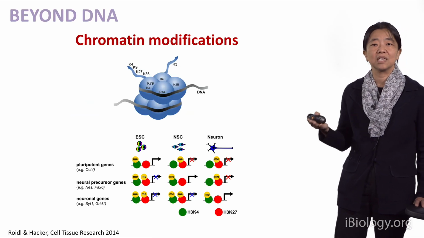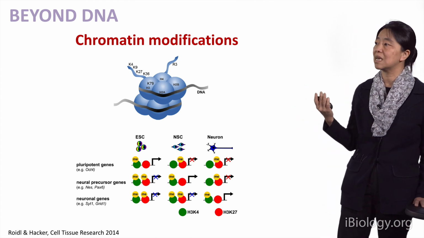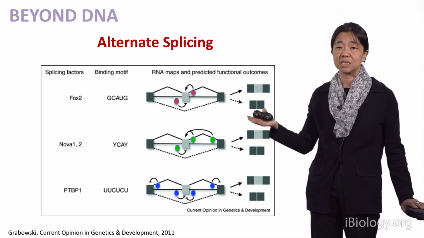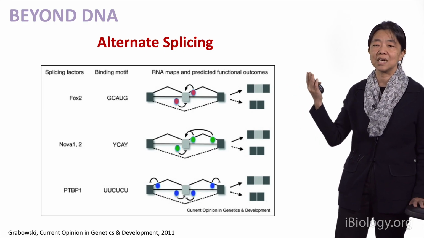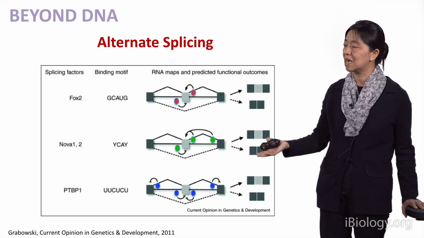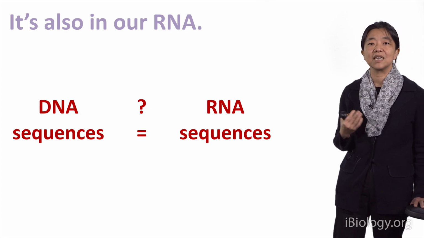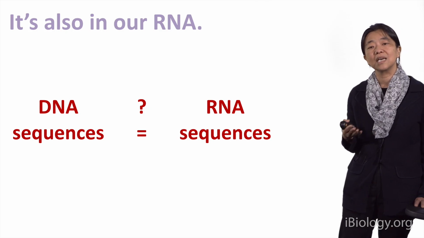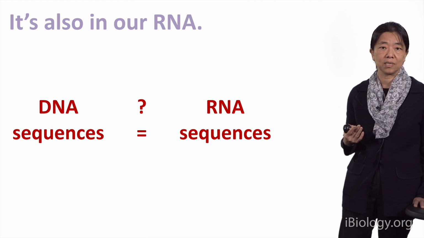First, of course, there are many things that are beyond DNA. There are chromatin modifications that influence phenotype. There are ways that genes are alternatively spliced, so they end up with different proteins, and therefore one DNA sequence can end up having two transcript isoforms and consequently two protein isoforms. But when I say that it's in our RNA, I really mean that there are RNA sequences that differ from our underlying DNA sequences.